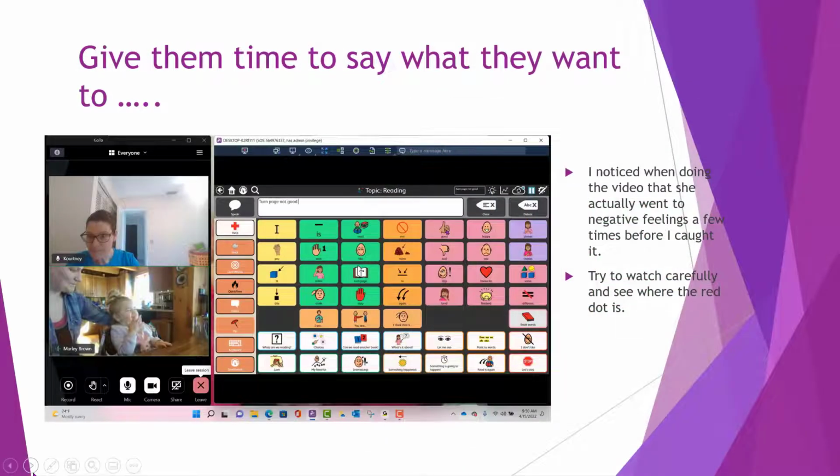So we always want to make sure that we give them time to say what they want and to finish their thoughts. As I was watching this video, I realized she actually went to the negative feelings a few times before I actually caught it. So make sure you're trying to watch carefully and see where the red dot is, where she's going. But again, we want to give them the time too. We want to map meaning to the symbols that they're reading, and we want to give them time to respond.